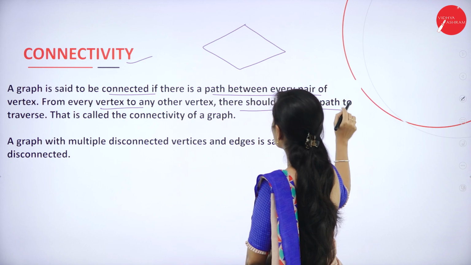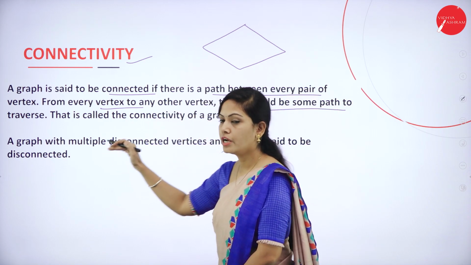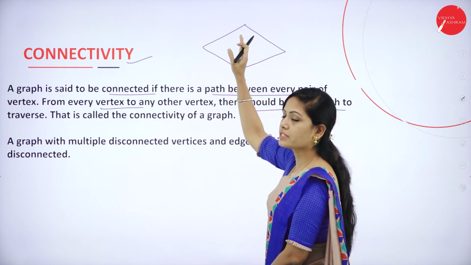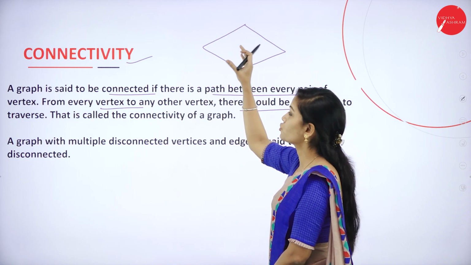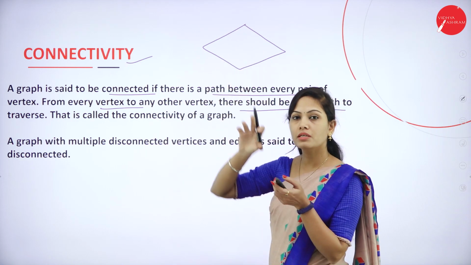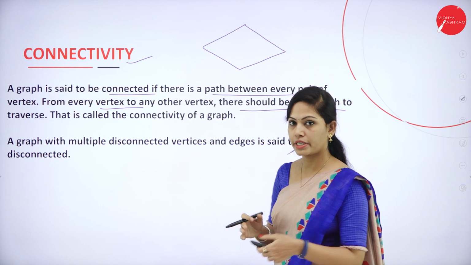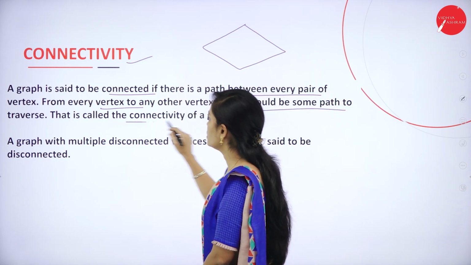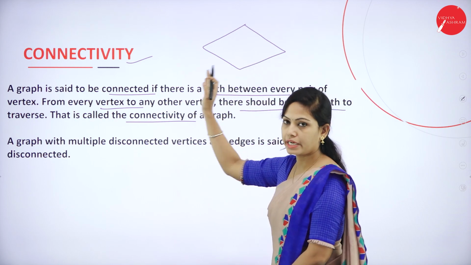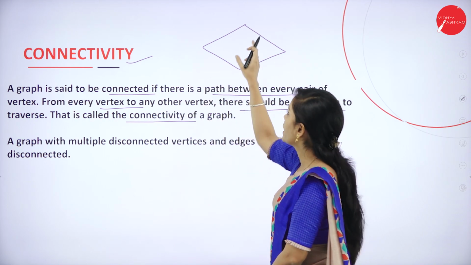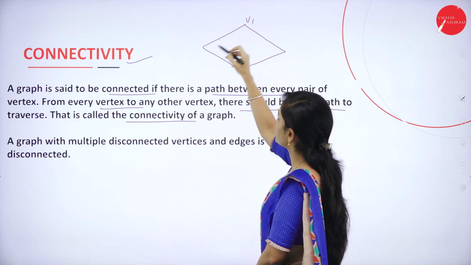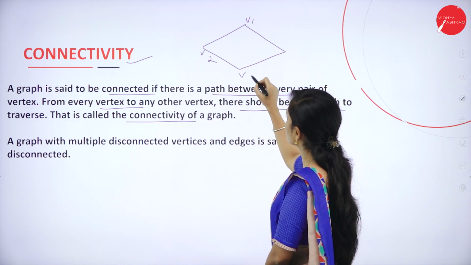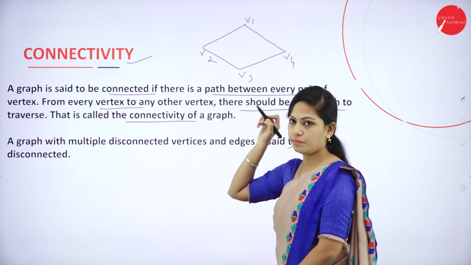There should be some path to traverse from one place to another, from one vertex to another vertex. There should be some path between every pair of vertices. So this is one connected graph, right? And that is called the connectivity of a graph. There should be a path between every pair of vertices. Clear? This is called connectivity.